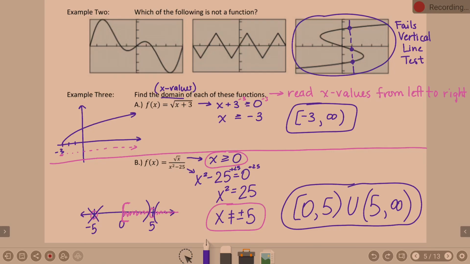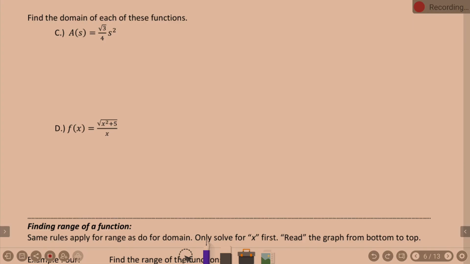Okay, let's go to the back side. Let's talk a little more domain. A of S equals the square root of 3 over 4 S squared. Thoughts about the domain here? So, we see a square root. We normally talk about having to set it greater than or equal to 0, but what's under the square root? A 3. So does it matter?